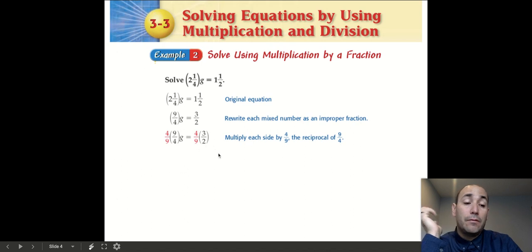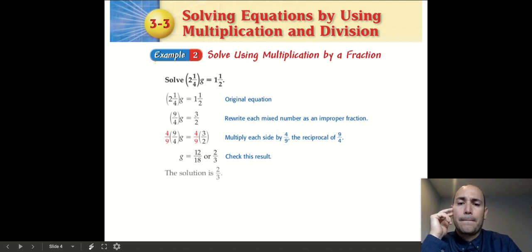And then on the other side, if you forgot how to multiply fractions, you just multiply straight across. 4 times 3 would give me 12. 9 times 2 gives me 18. Then I would reduce or simplify 12 over 18 into the equivalent fraction of 2 over 3. So 12/18 is equivalent to 2/3. Okay, so the solution is 2/3. Whenever we have mixed numbers, it's much easier to convert them into improper fractions. Those are much easier to deal with when you're working on these problems.